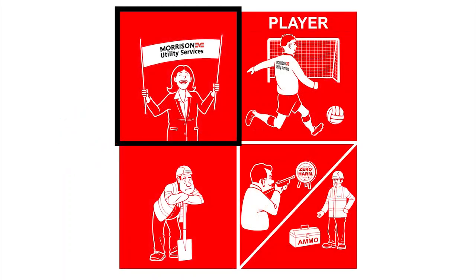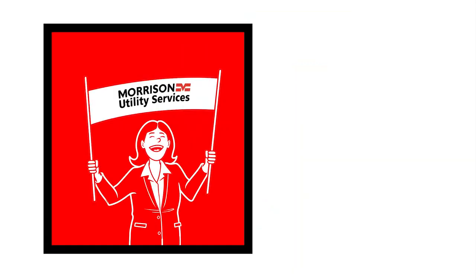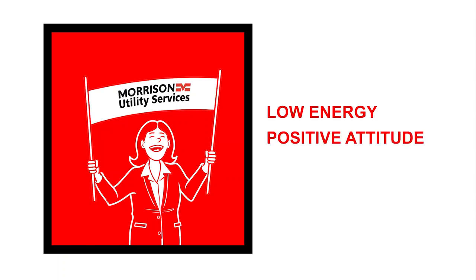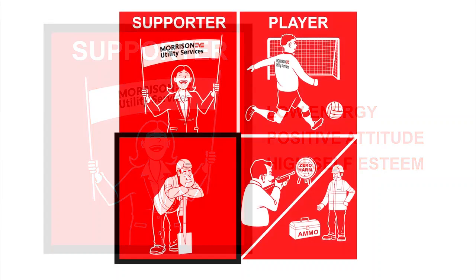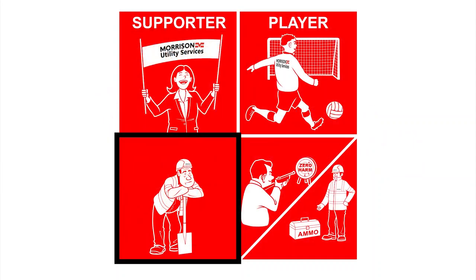Moving across to the top left-hand corner, we start to identify people with low levels of energy, still a positive attitude, and still high self-esteem. These people we call supporters. They actively support everything we're trying to achieve, working away in the background without needing to be in the spotlight all of the time.